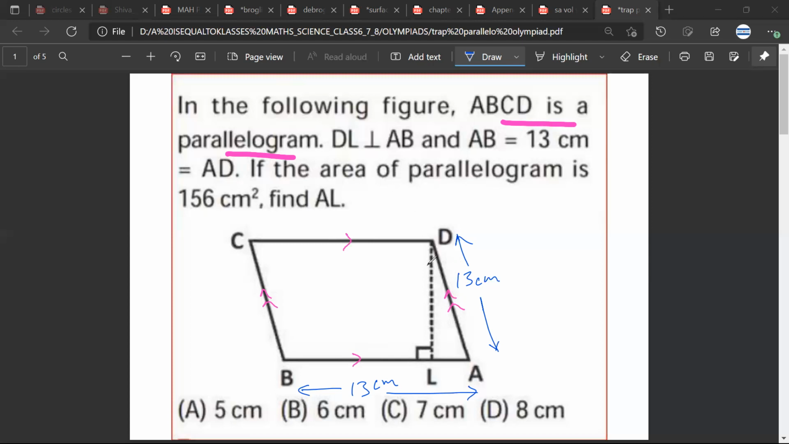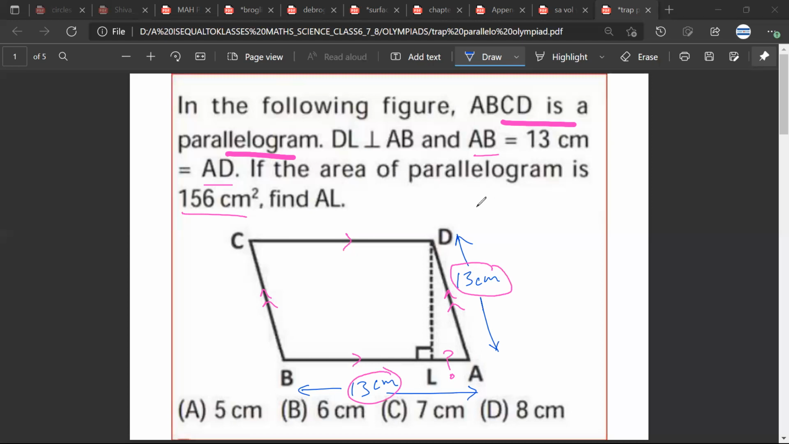DL is perpendicular to AB. AB is equal to 13 centimeter. AB full is 13 centimeter. And AB and AD are equal. Therefore, this is 13 centimeter as well as this is 13 centimeter. If the area of the parallelogram is 156 centimeter square, find AL. So is the question clear or not? Yes, I understood. Okay, the question is clear. Now we'll start with the solution.